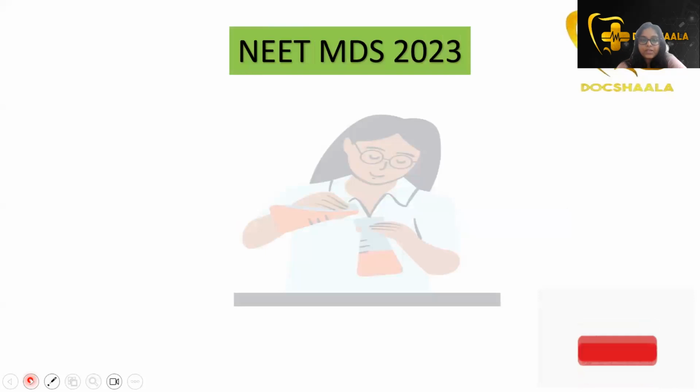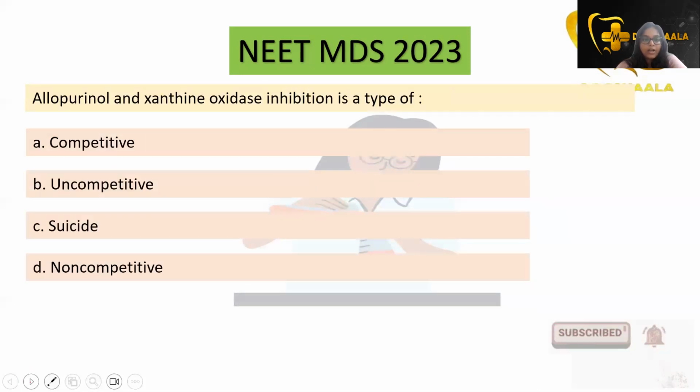Coming to the question asked in NEET MDS 2023: allopurinol and xanthine oxidase inhibition is a type of? From the discussion that we had, the answer is suicide inhibition.